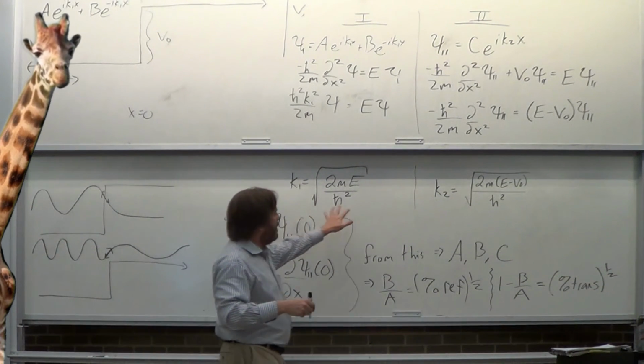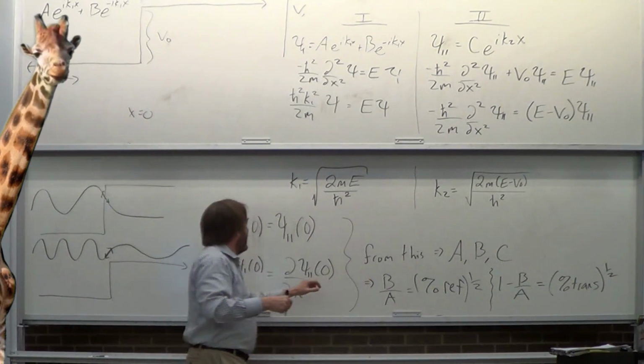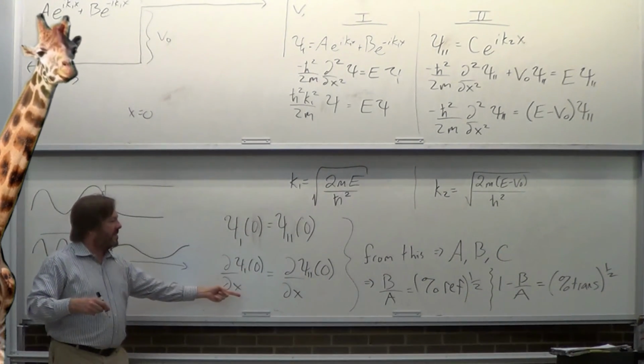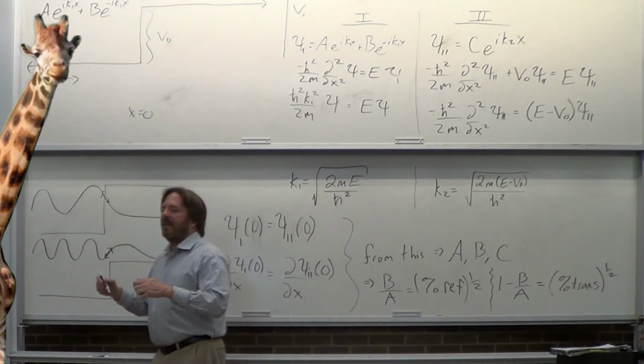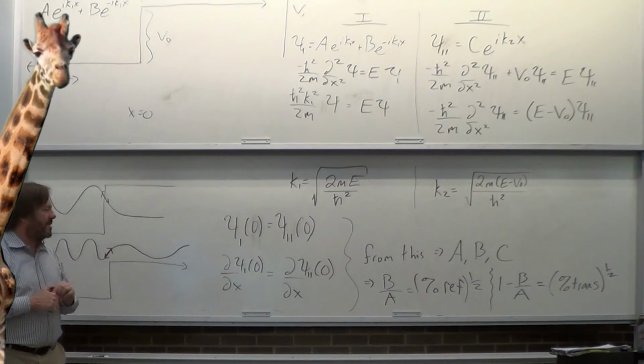I'll remind you what the wave functions are with their K's. Then we're going to do the derivatives, and we're going to be able to solve for B over A and 1 minus B over A and get the percent reflection and transmission.